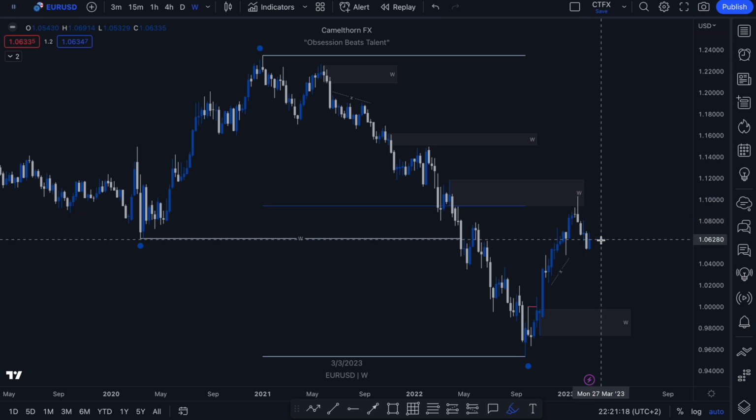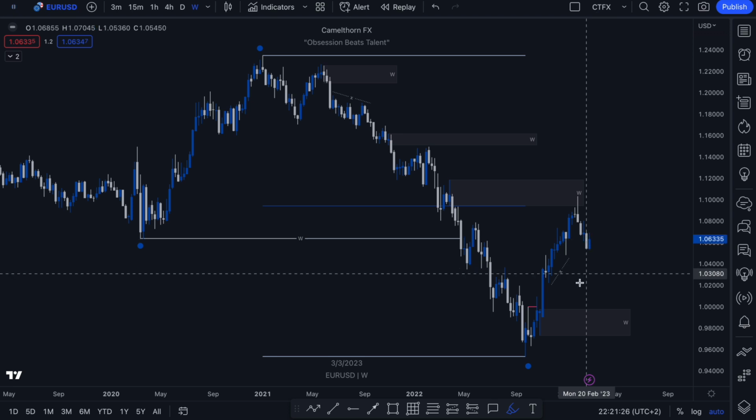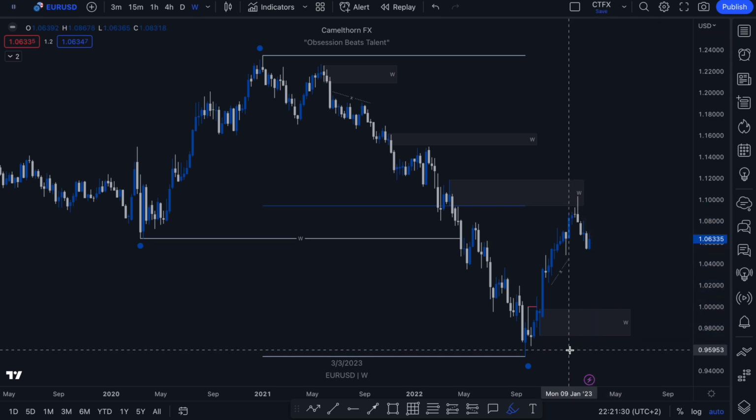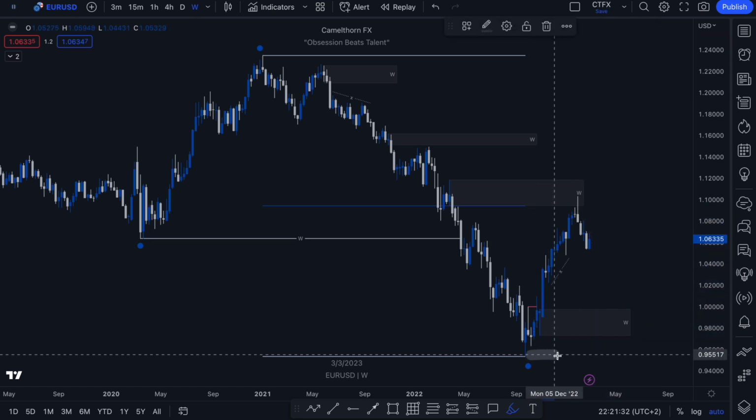So from a weekly point of view, we are bearish. We have now seen the mitigation of a supply zone. The anticipation overall is for us to now have that bearish continuation, push price action back down, targeting this weekly low in here. All right.